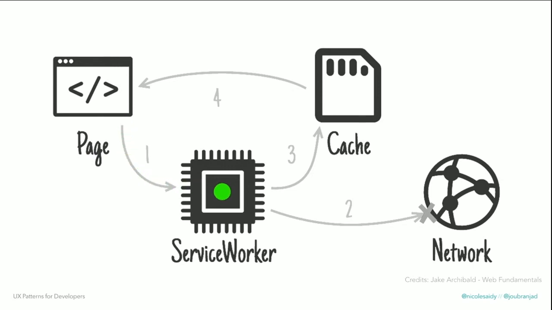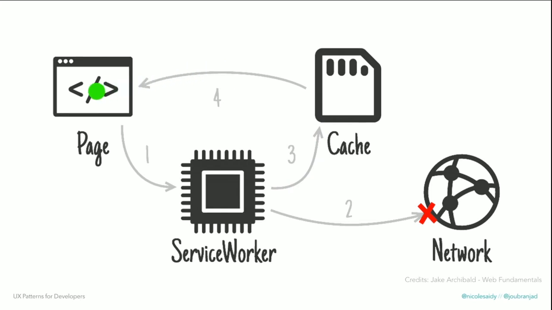Now, network first is when you have, once again, a network request coming out of the page, and then the service worker will go to the network, but for some reason the network is going to fail. And this happens a lot. It could happen if you go offline. It could happen if you have an unreliable internet connection. So what happens now is that the request is going to backtrack to the service worker and then get forwarded to the cache, get the data that you want, and then forward it back to the page.